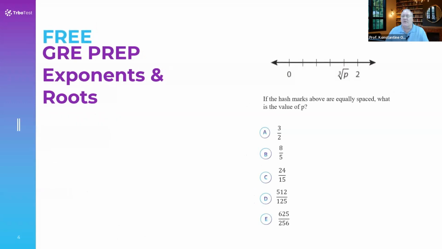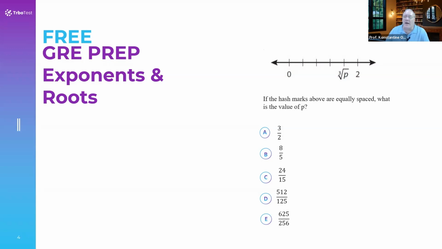The next question, of course, has a number line. It starts off with a 0. It has a series of hash marks. We have 1, 2, 3, 4, 5 hash marks. We have a 0 on one end. We have a 2 on the other. Of course, we have the square root radical, 3 radical p. And the question says, if the hash marks above are equally spaced, what is the value of p?